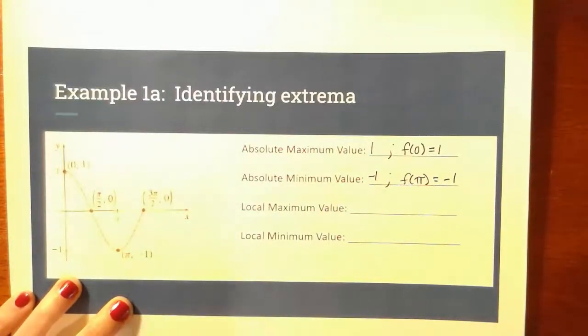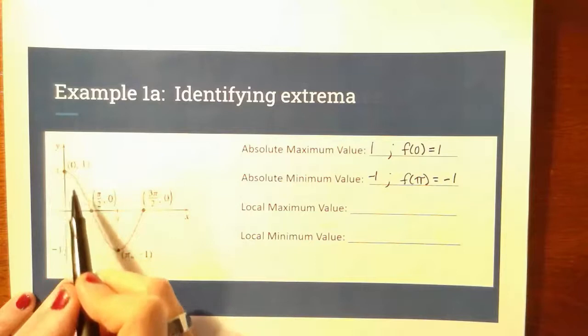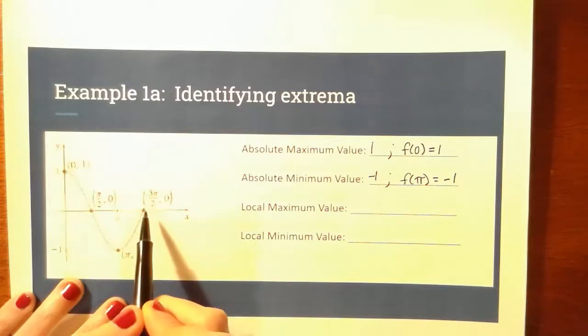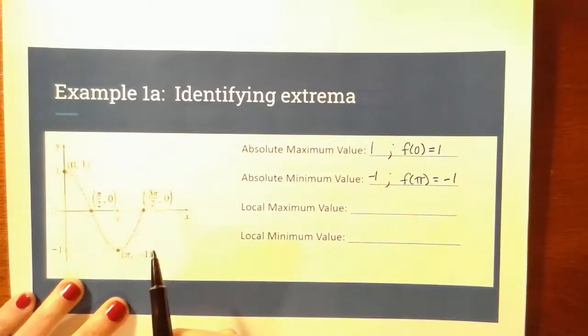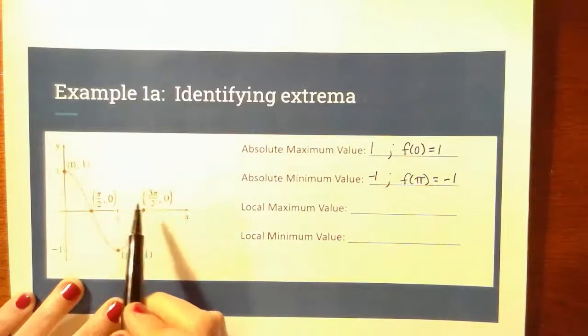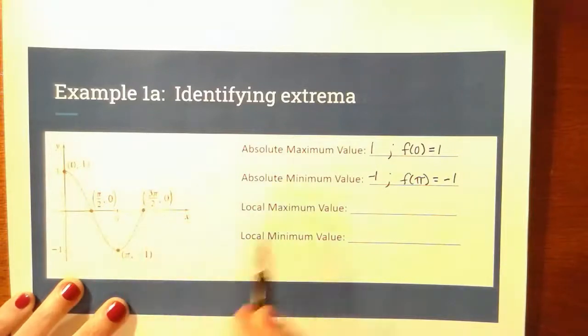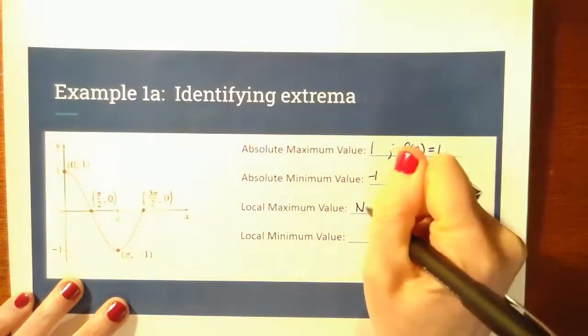Now, if I'm looking for a local maximum, this function does not have any local extrema. There is no point on any smaller interval that is higher than all of the guys around it. So again, local extrema cannot occur at endpoints. So this graph actually has no local maximum.